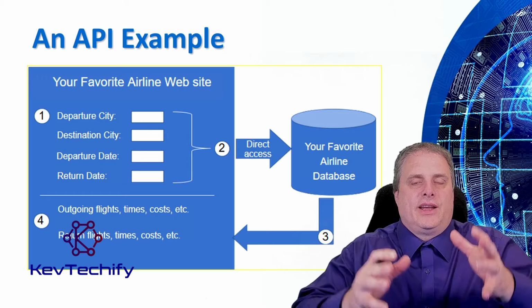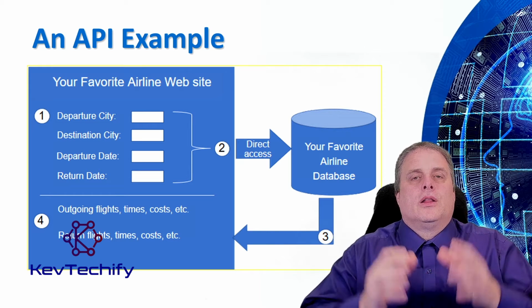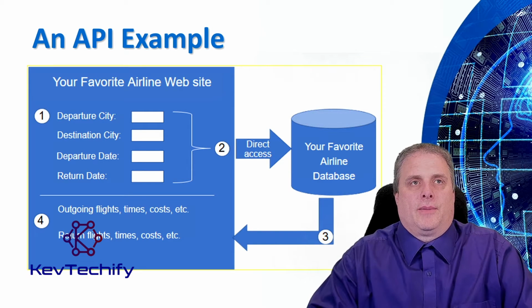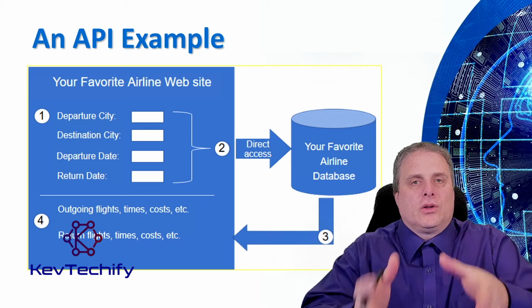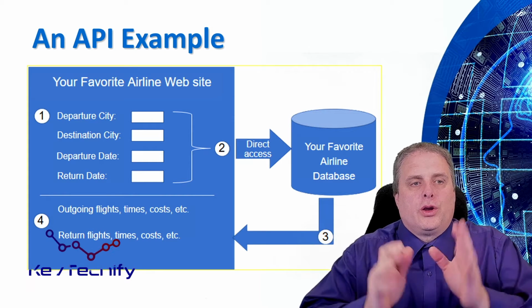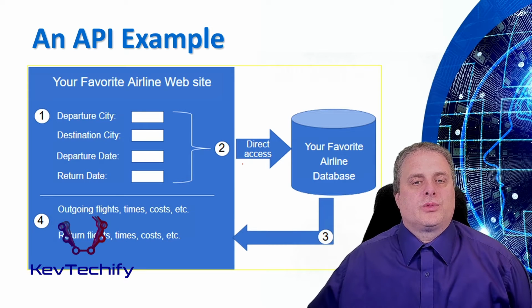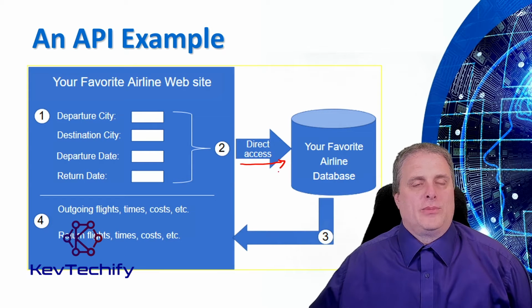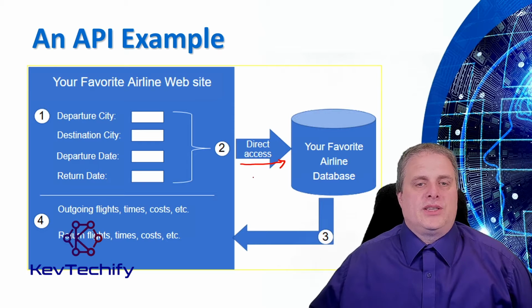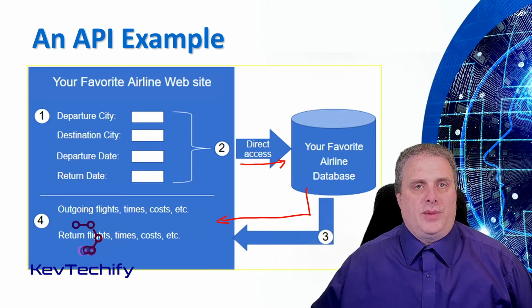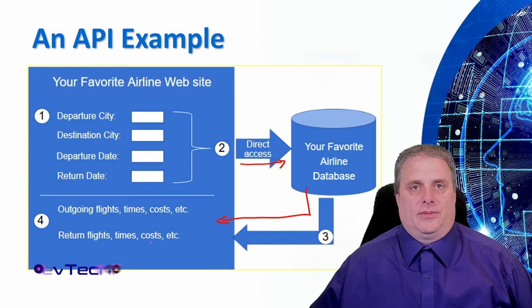To help us understand the API a little bit better, let's look at booking an airline ticket. If you go to the airline's website, you're going to fill out the information, submit it, and directly access that database. That database is going to get the information, feed it back to you, and give you a list of that information. But it's only for that site.